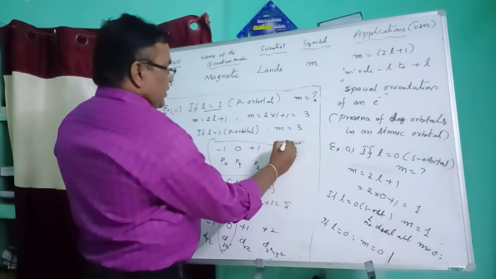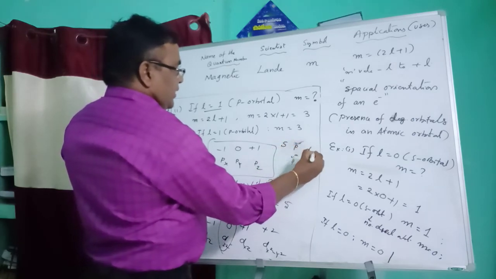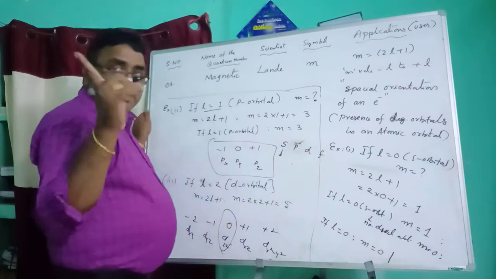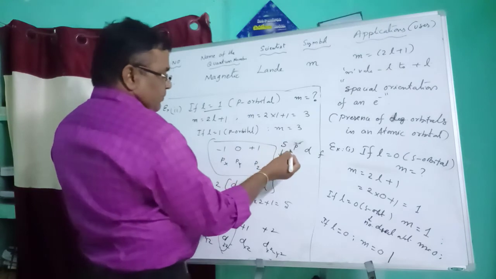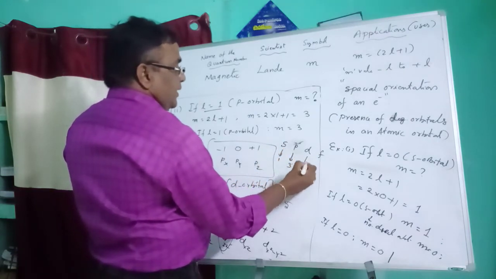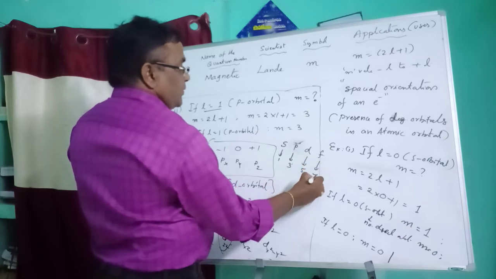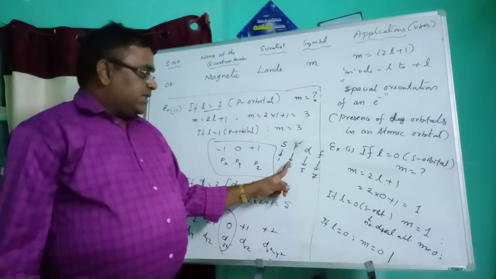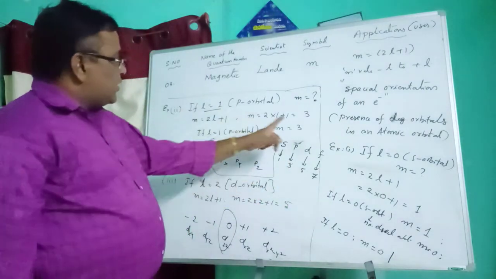We have s orbital, p orbital, d orbital, f orbital. The s orbital has no degenerate orbitals, only one type. The p orbital splits into 3 types, the d orbital into 5 types, and the f orbital into 7 types. Why? Because of the M value.